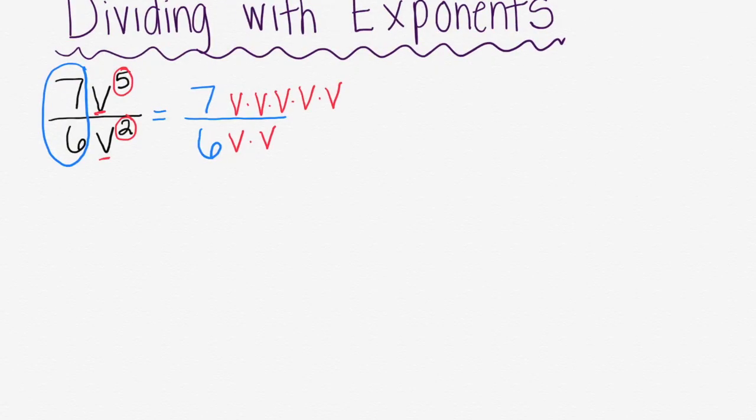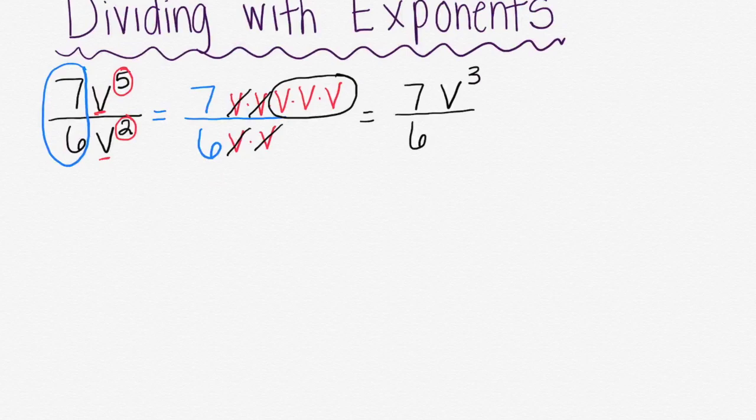For every v that you see in the numerator and every one you see in the denominator, they cancel out, creating a 1. Which means that you have 3 left over. When we have 3 left over, how we represent our answer is going to be 7 over 6 v, and there's 3 left over in the numerator. Let's take a look at another problem.